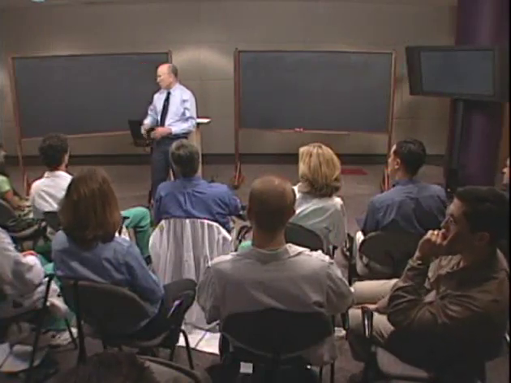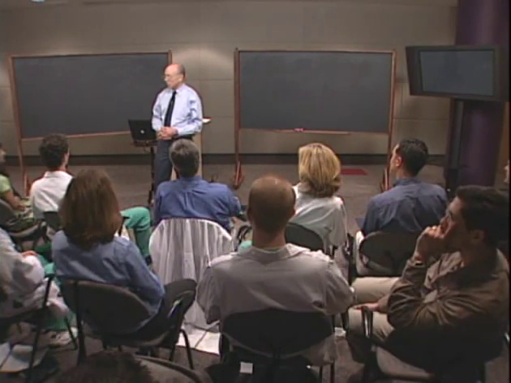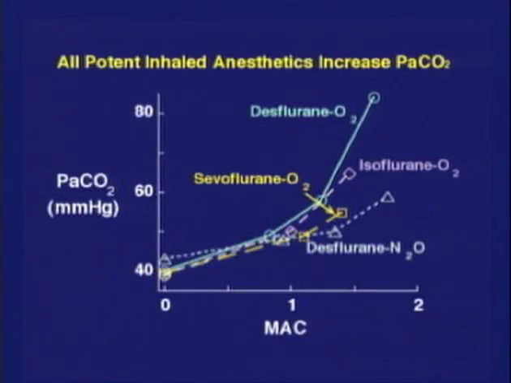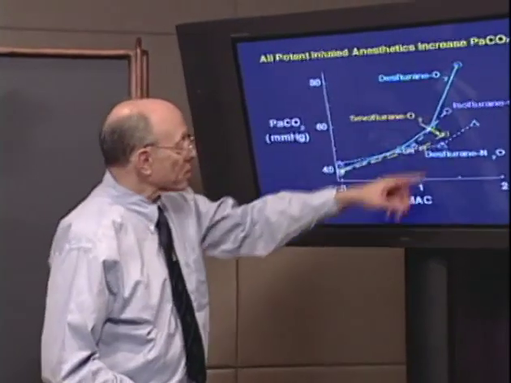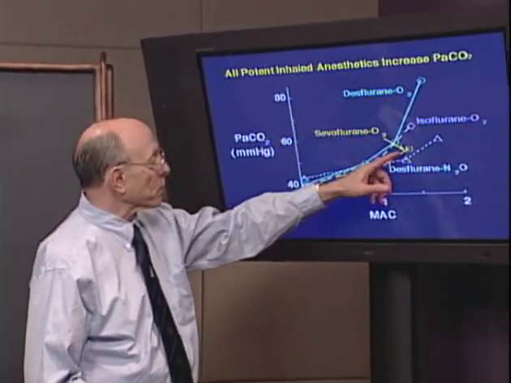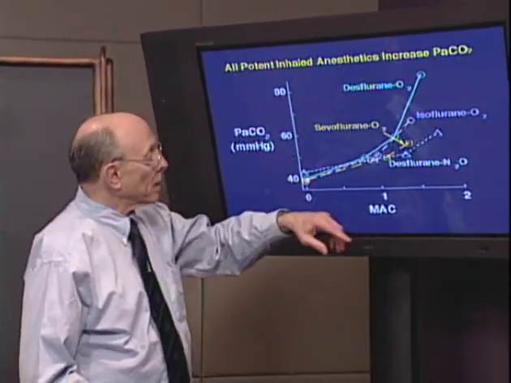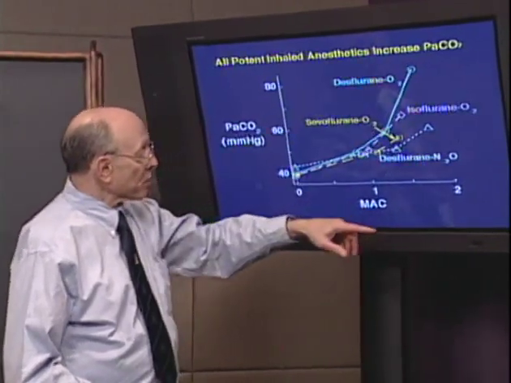The body has a fine control over the CO2 and does so by increasing ventilation in response to any increase in PCO2. So we can measure the increase in ventilation in response to increases in CO2, and use that as a measure of ventilation or ventilatory depression. We know that the potent inhaled anesthetics all increase arterial PCO2. That's shown here. Some do it a little more than others. Desflurane probably does it a little more than sevoflurane, although that difference isn't very great. But same as with isoflurane.